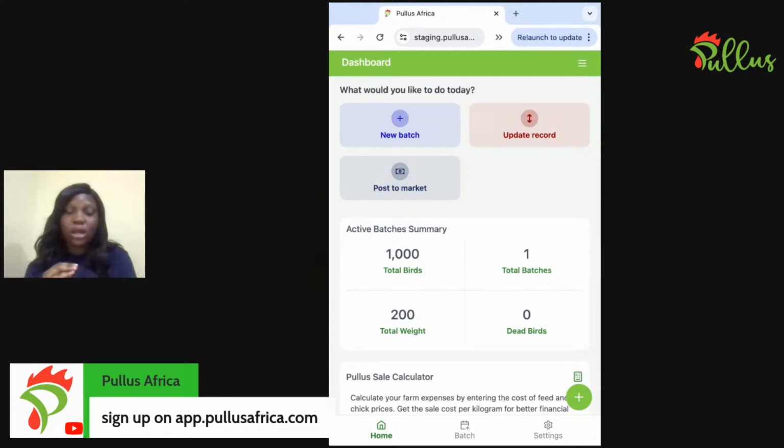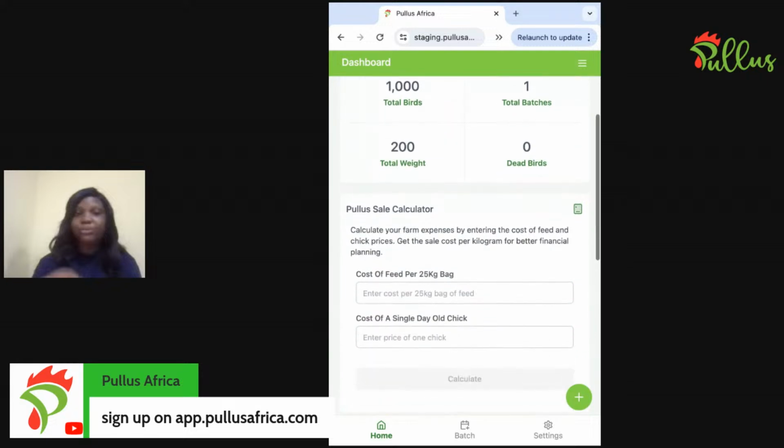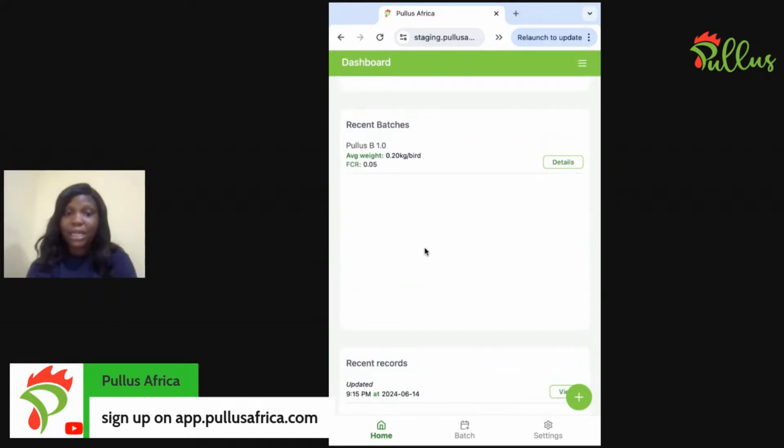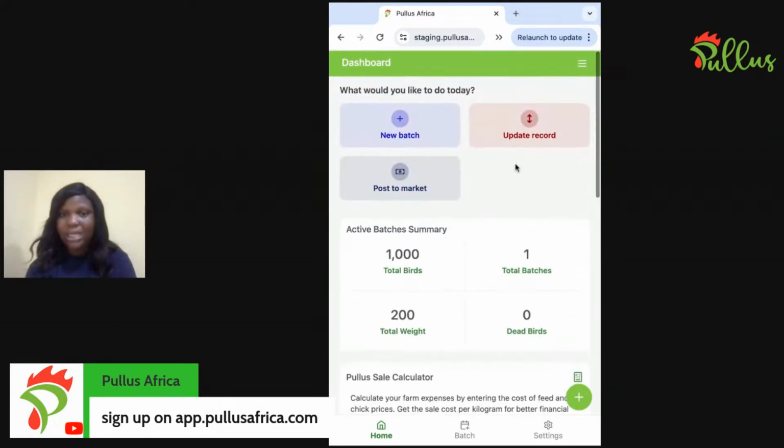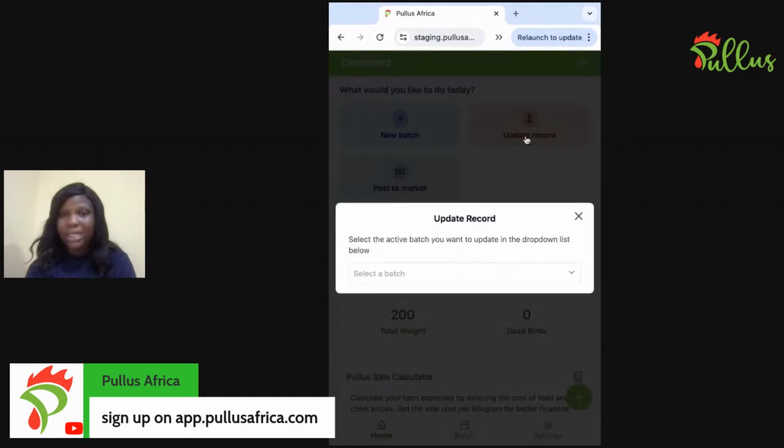All this was gotten from the information that we put on the new batch and the information we put when we are updating record, right? And here you can see your recent batch, here you can see your recent records. Now, as you keep updating your records, you'll be able to get real-time information about what's going on in your farm, right? And I think that's an amazing thing for you to have, real-time information on what's going on in your poultry farm.